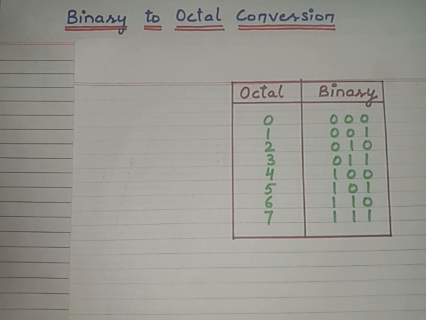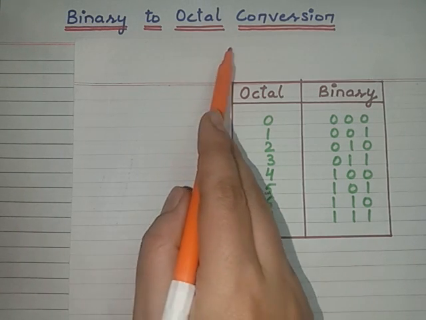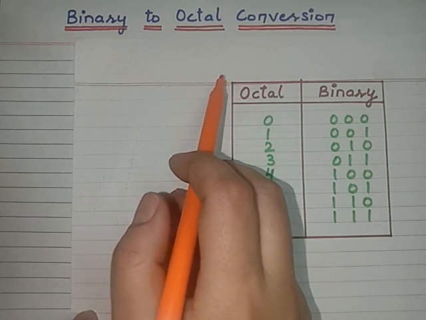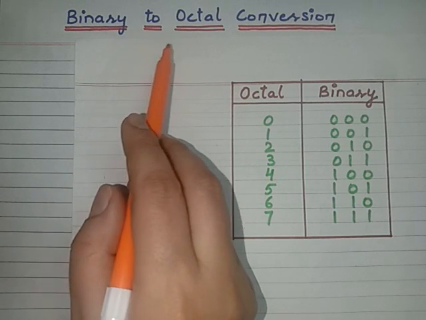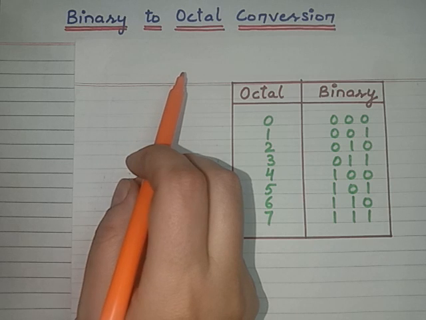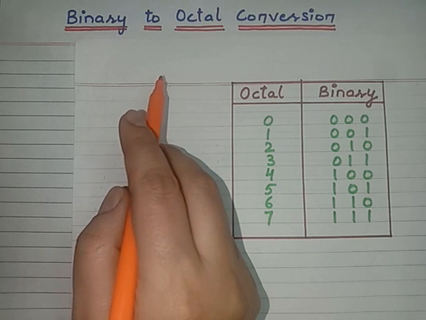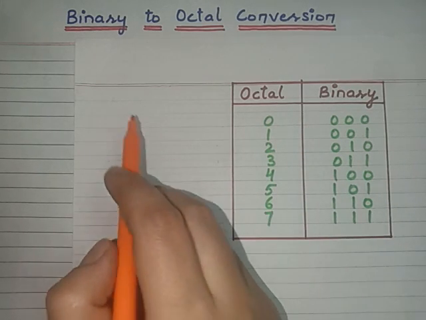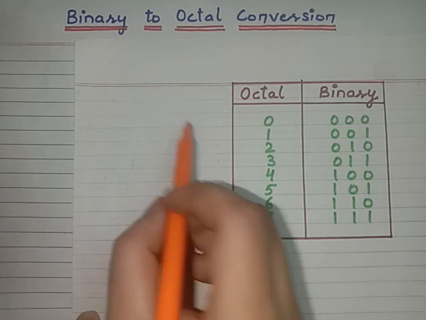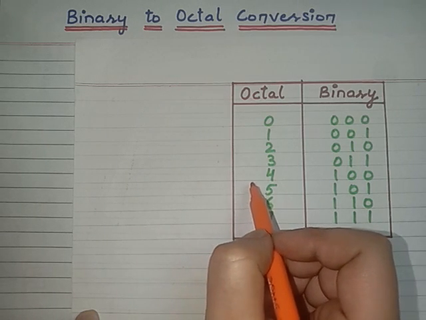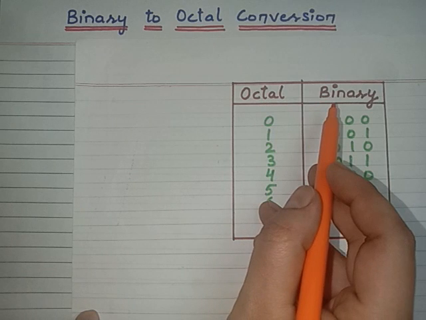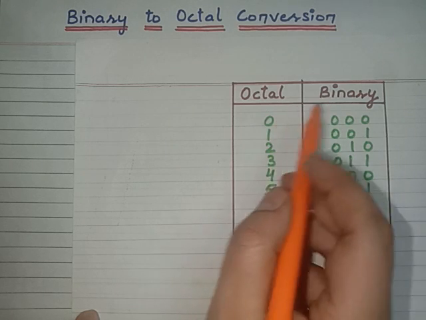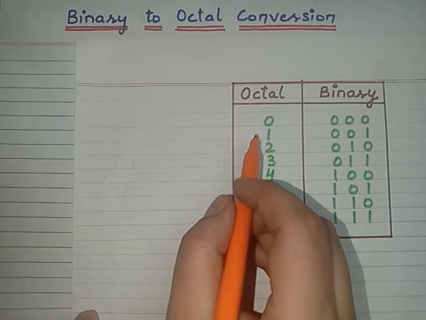Our today's topic is binary to octal conversion. Today we are going to learn how to convert a binary number into an octal, and it's a very easy conversion, a direct conversion. We will be using this table for the conversion of a binary number into octal. We have already used this table for the conversion from octal to binary, and the method will be the same for converting vice versa, that is from binary to octal.